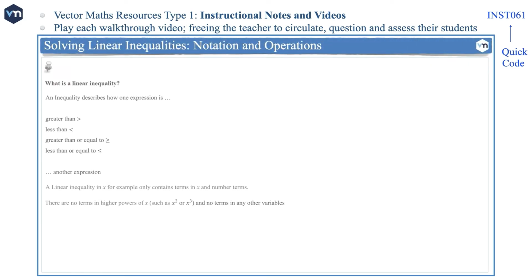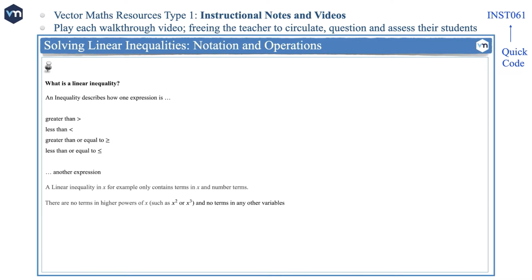What is a linear inequality? Now, an inequality describes how one expression is greater than, less than, greater than or equal to, or less than or equal to another expression. A linear inequality in x, for example, only contains terms in x and number terms. There are no terms in higher powers of x, such as x squared or x cubed, and no terms in any other variables.